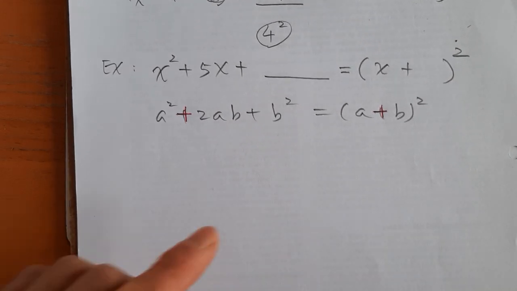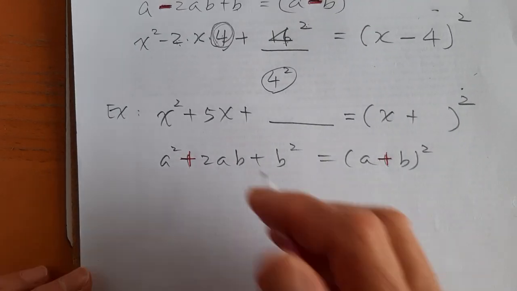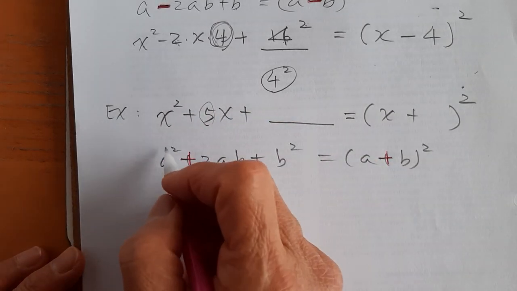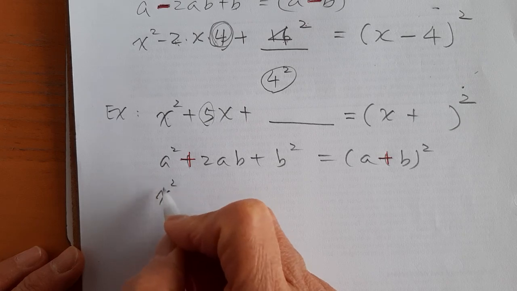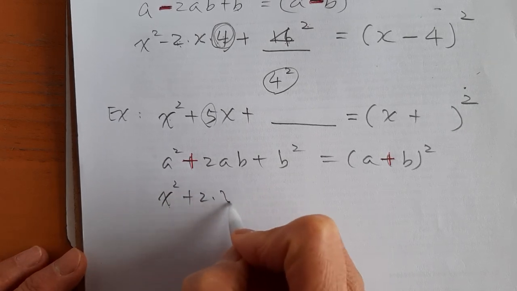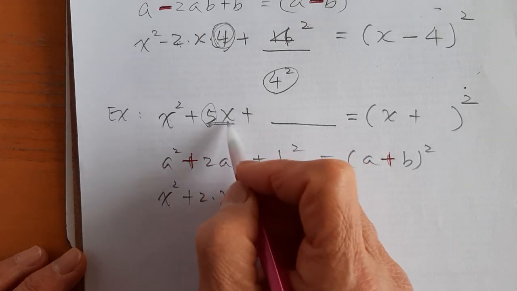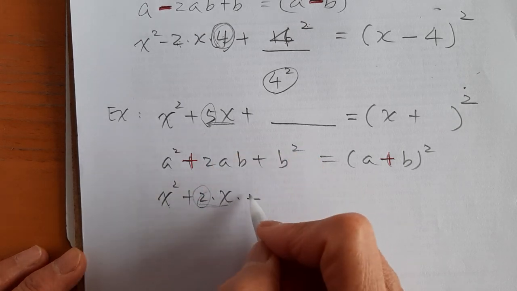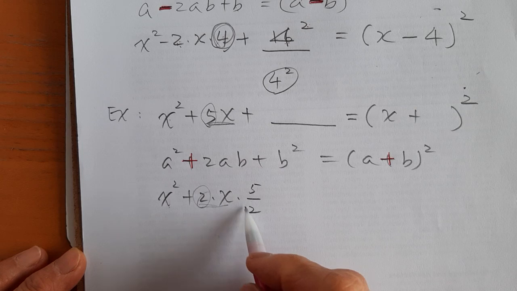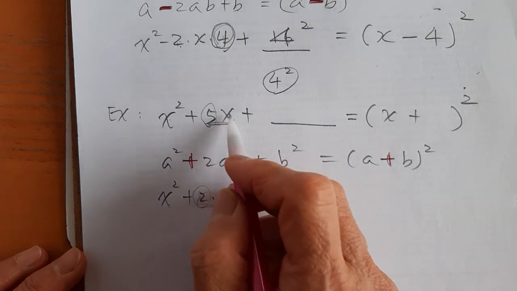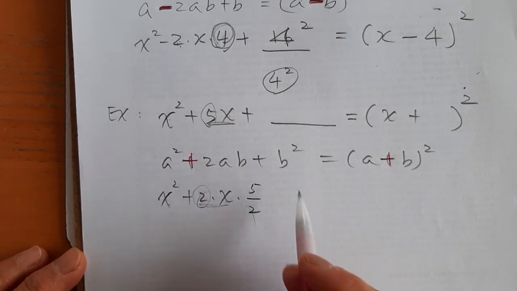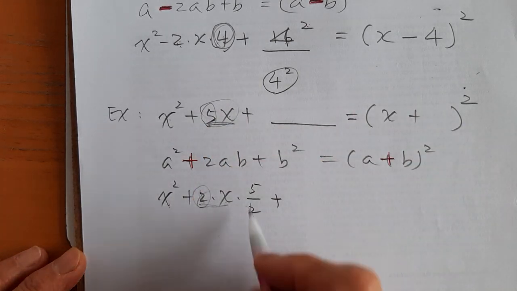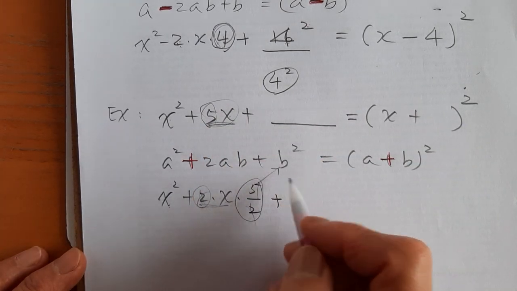So how do we figure out the b? B is actually 5 divided by 2. So x plus 2 times x times 5x divided by 2. 5 divided by 2 is 5 over 2. You cancel the 2, and it is the same as 5x. And then plus, you put in b.